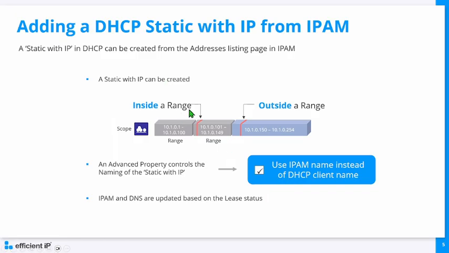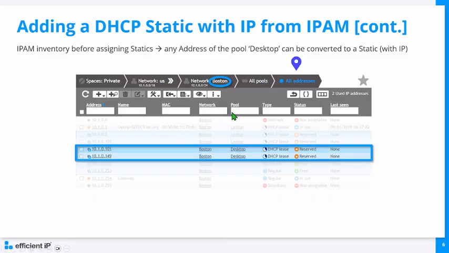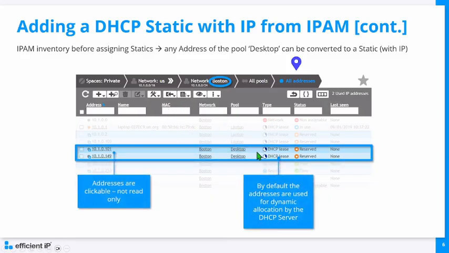So here the concept is you must understand, right? Where can you create static with IP? You can create static with IP on a scope. You can create static with IP in a range where the IPAM pool is not read-only. Okay, right?